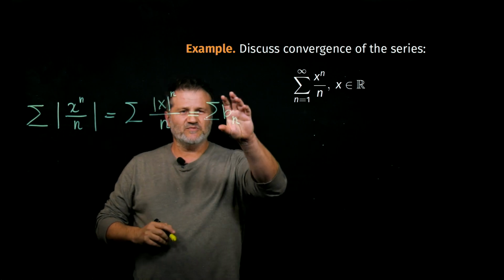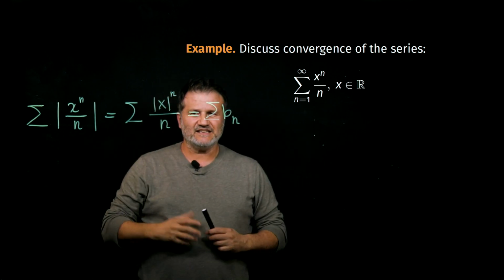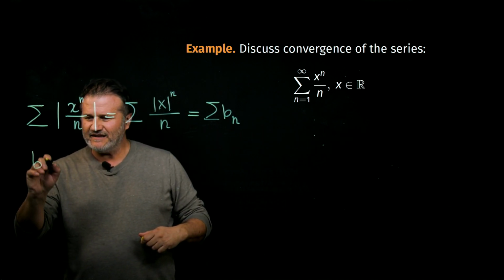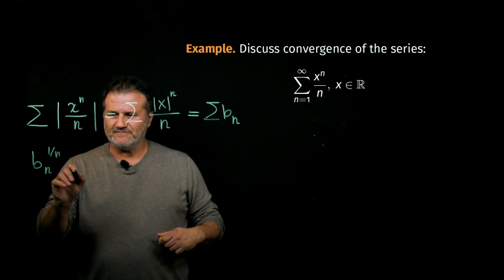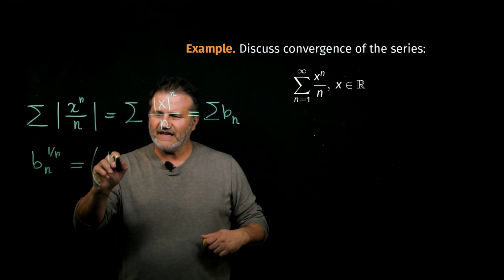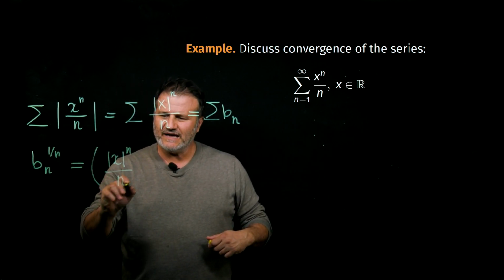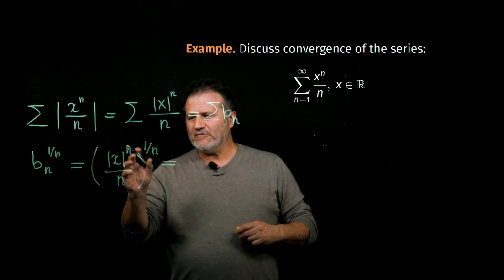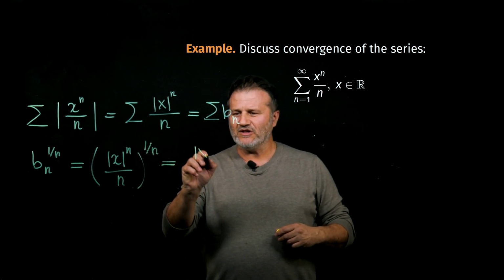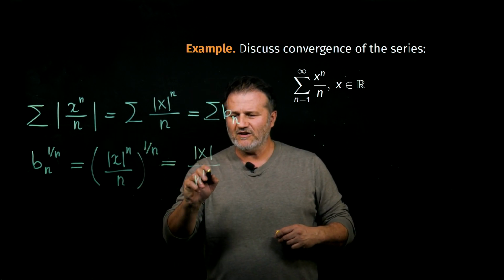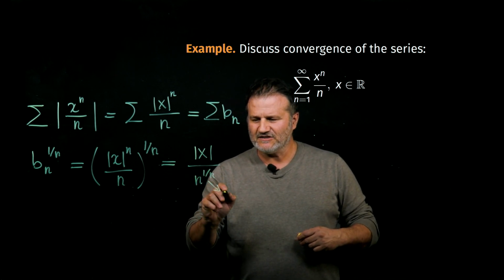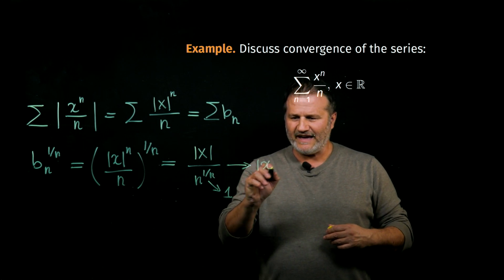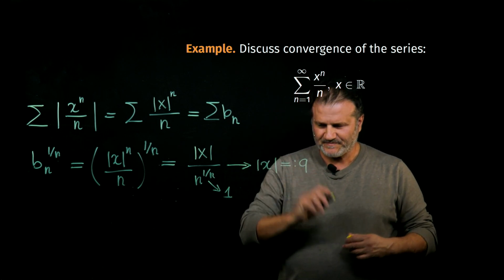Now, to this series, we can apply one of the known tests. For example, let's check with the root test. So we compute Bn to the power 1 over n. This is modulus of x to the n divided by n, to the 1 over n. Now, by using properties of powers, in particular power of a power, we get modulus of x divided by n to the 1 over n. And since this last goes to 1, as we have seen many times, this limit is modulus of x. We call this number q.